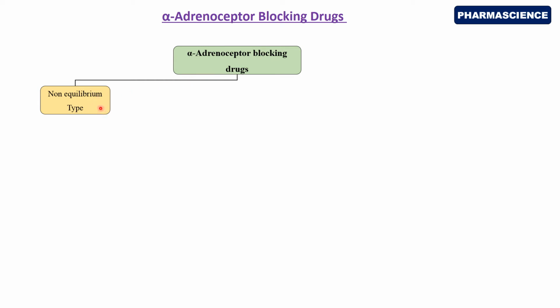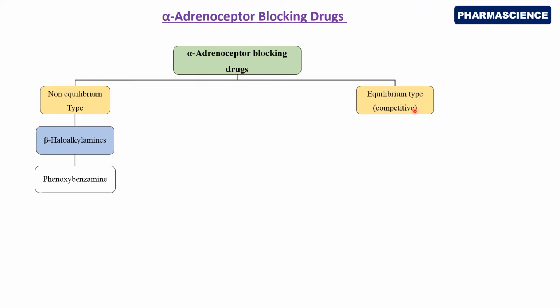The class of non-equilibrium type is again divided into beta haloalkylamines. The example of beta haloalkylamines is phenoxybenzamine. So this is the example of the beta haloalkylamine class. So the second class of alpha adrenoreceptor blocking drugs is equilibrium type, also called competitive type.